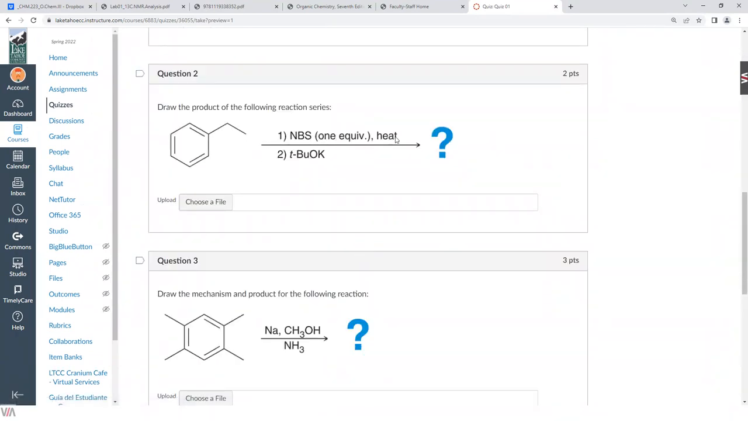Number one, and the heat's just going to make it go faster. You don't need the NBS, you need something to start the reaction. It's unusual to see just NBS. Usually it'll be NBS and heat or NBS and light. You need something to get it going to start the free radical process, but it's not really picky because it doesn't take much to get NBS to dissociate into radicals. So heat works. Usually we'd be in the habit of writing light for a free radical reaction, but it doesn't change anything really. And then the second one would be the elimination. So your final product would be styrene, which would be a benzene ring with a double bond on the benzylic carbon.